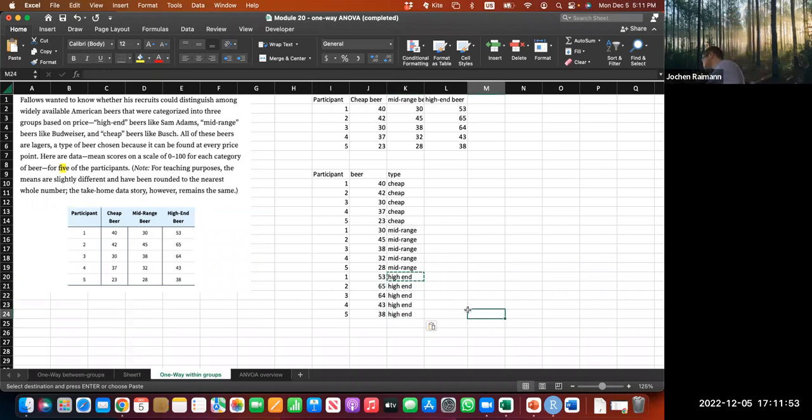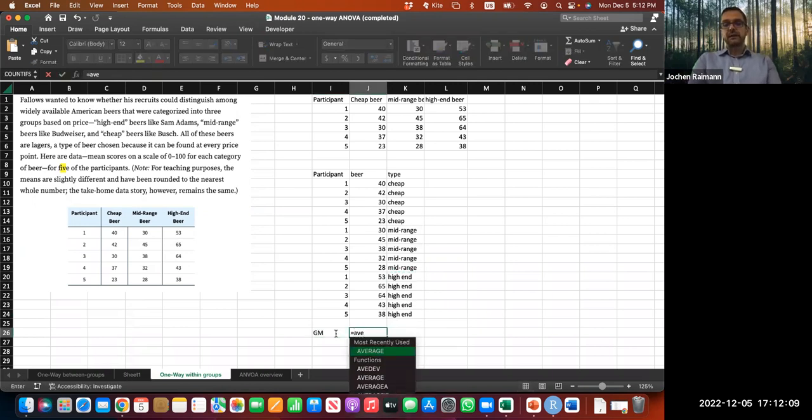The idea is again to have it organized in a format that allows you to do your calculations. Then in the same format as we did last time, we calculate the grand mean, which is essentially nothing else but the average of all these values.